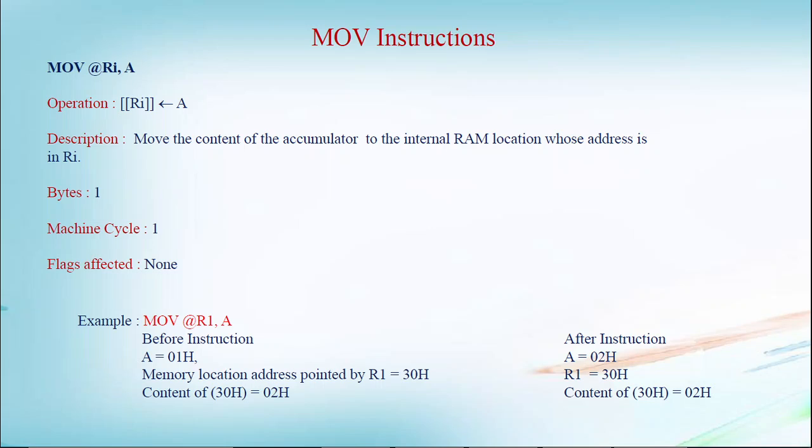Then MOV @Ri comma A means copy the content of the accumulator to the internal RAM location whose address is in Ri. As an example, MOV @R1 comma A. It means the content of A will move into the memory location whose address is pointed to by R1. So after the instruction gets executed, the location will become 02h.